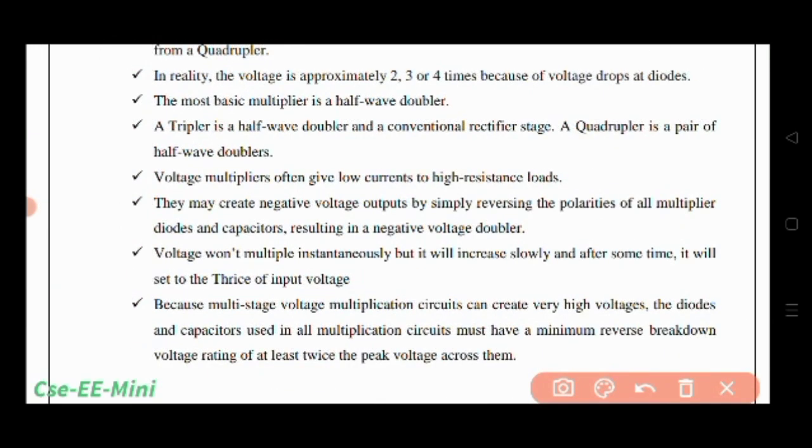Voltage multipliers often give low currents, because power is constant. So if we multiply the voltage, then it is obvious that the current will decrease. Due to the constant power, the current will automatically decrease for high voltage. And look at this point, the voltage will not multiply straight away, but as I have already told you, it will take some more cycles in the real world to completely get that much voltage which we are seeing in the hypothetical situation.